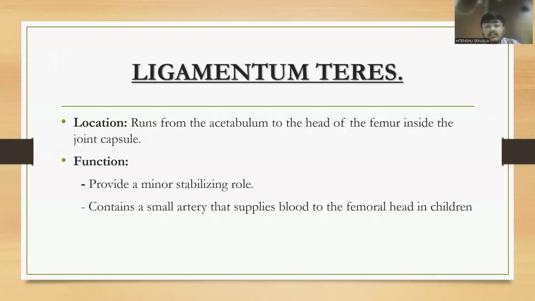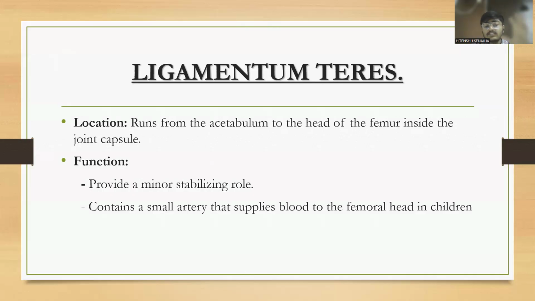Now, another ligament is the ligamentum teres. The location of this ligament is that it runs from the acetabulum, meaning it starts from the acetabulum. It ends at the head of the femur inside the joint capsule, meaning at the capsule of the head of the femur.